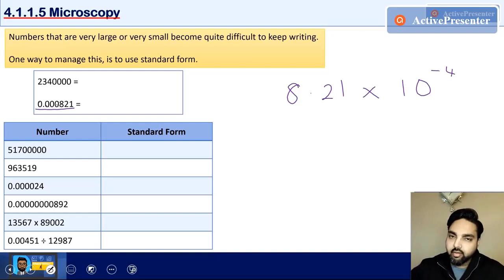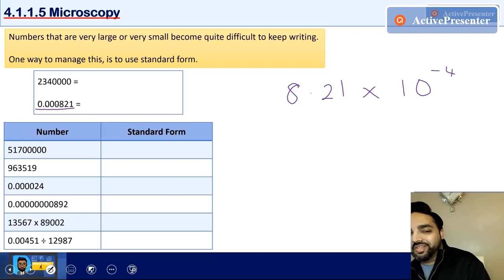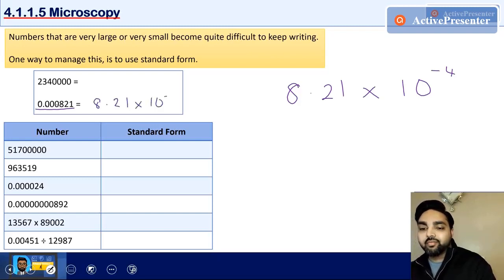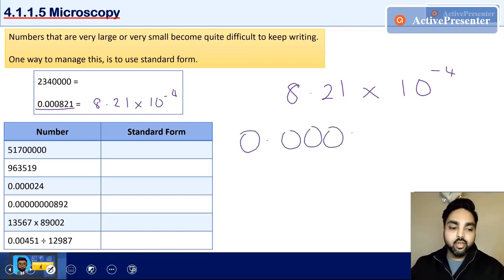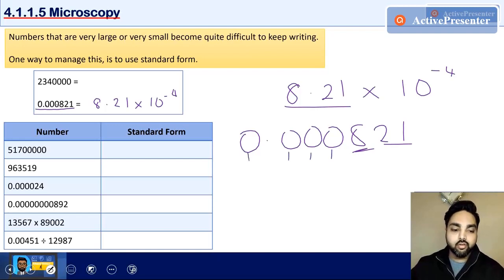Maths teachers, I know you're ripping your hair out. Please forgive me, I know, but it's just the easiest way for me to explain it to my students usually, and therefore that's what I'm going with, and that's what I'm going to stick with. 8.21 times 10 to the power of minus 4. Again, 0.000821 was the number, 8.21 was my non-zero digits, and then I've got 1, 2, 3, 4 zeros before it, hence where that comes from.